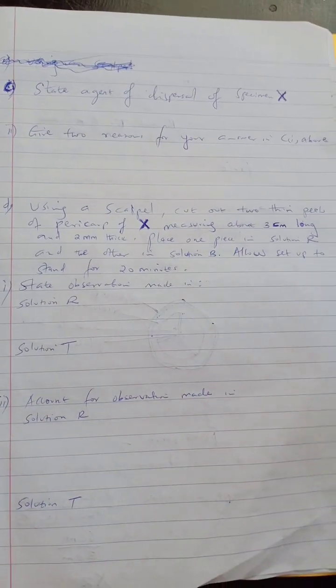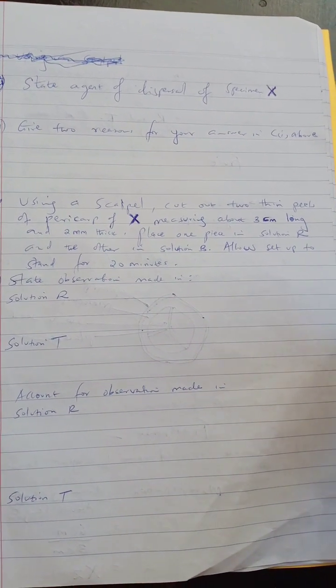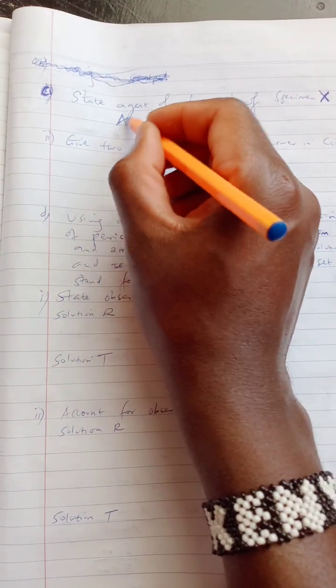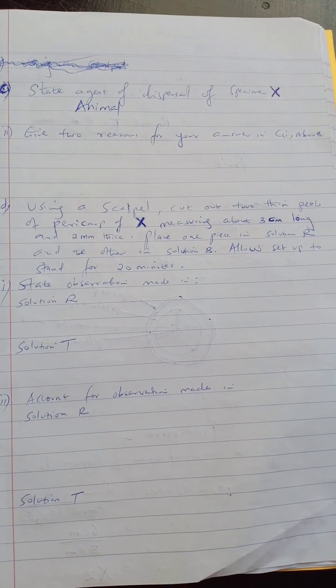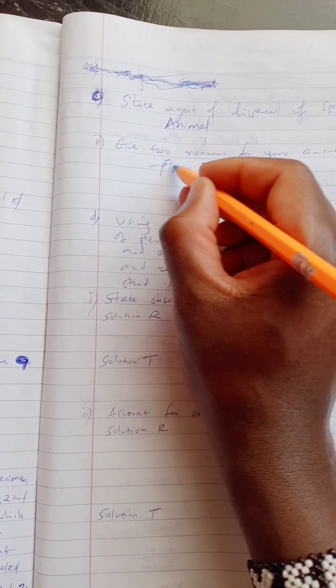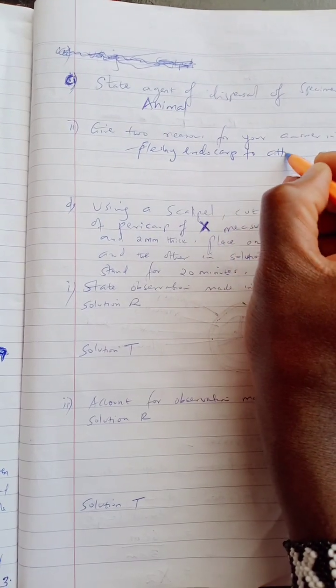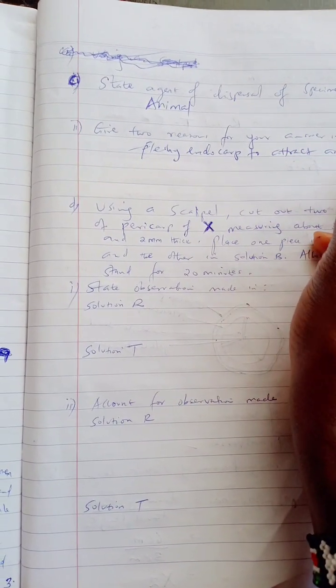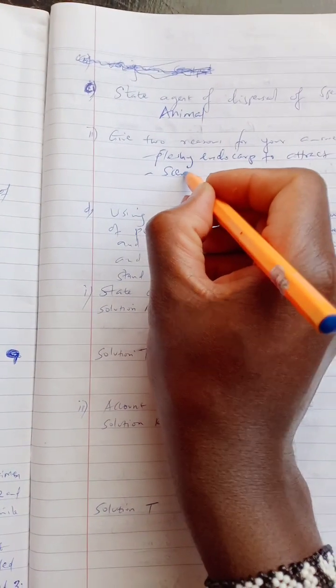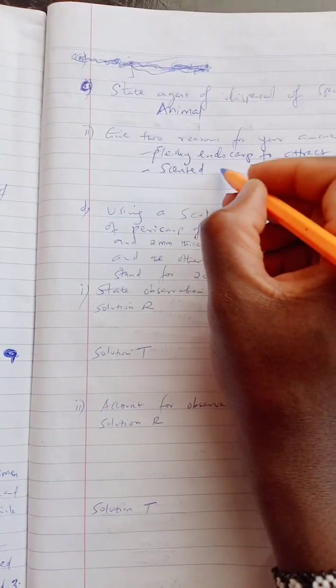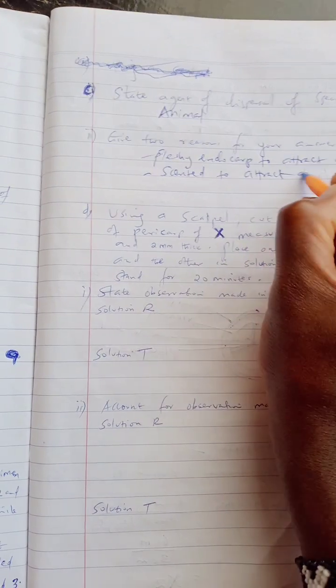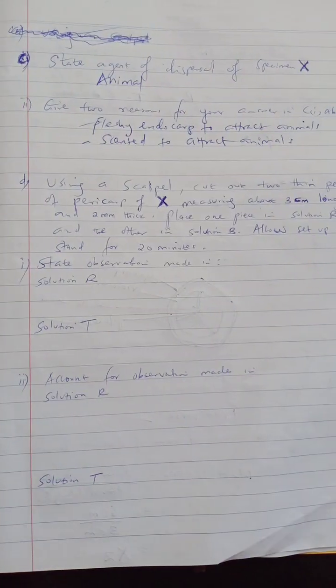So we are still on our banana. We are told, for specimen X, name the agent of dispersal. A banana, the agent is animal, dispersed by animal. Give 2 reasons for your answer. Why do you think it is dispersed by animals? The answer is that it has a fleshy endocarp to attract animals, and the other one, it is scented. Because you have the real specimen, it is scented to attract animals.